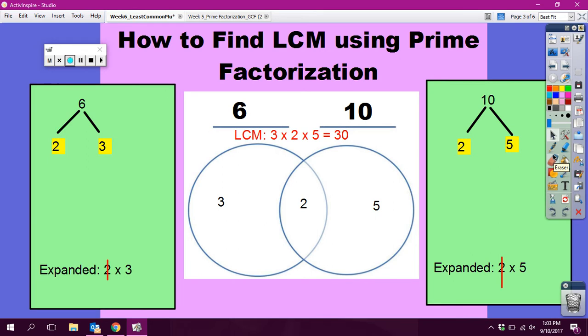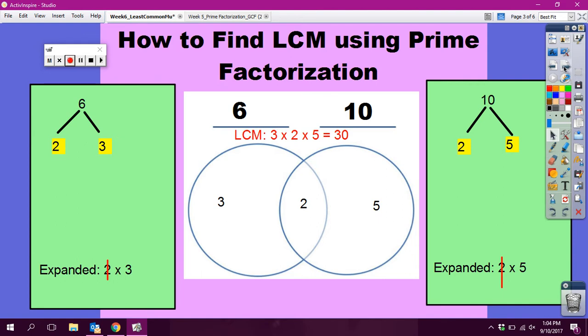Now, if you were thinking it was 60, you have to be careful. You can't just take two numbers that you're given and multiply them together and assume that that is the least common multiple. Because if I did that, that would give me 60, which is a multiple of both 6 and 10. But again, we're looking for the least or the lowest common multiple that they both have. That's what common means. Okay, so be careful. Do not make that mistake. Sometimes it works, sometimes it doesn't. So don't fall into the trap of just multiplying the two numbers together.